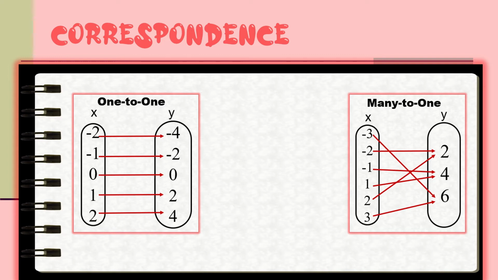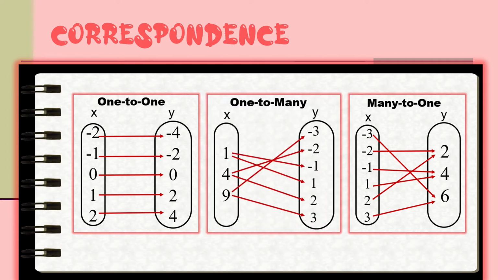And lastly, we have one-to-many correspondence. It is one-to-many if each element in the domain is mapped to any two or more elements in the range. So in this example, the element in the domain 1 is mapped to two elements in the range, -1 and +1. The element in the domain 4 is mapped to two elements in the range, -2 and +2. And the element 9 in the domain is mapped to two elements in the range, -3 and +3. So this one is an example of one-to-many correspondence.